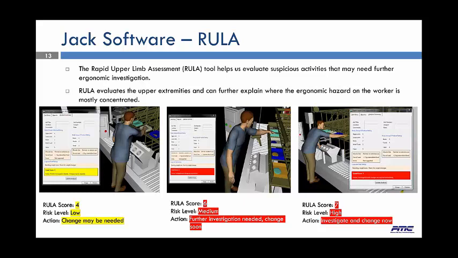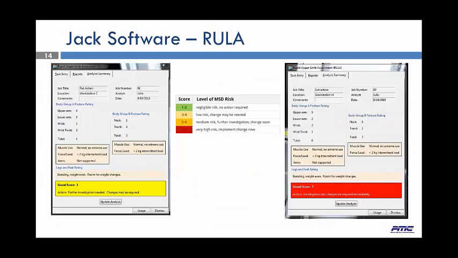The nice part about using the Jack software is you can do all this before you ever put anything on the floor. So you never really have to change a design if you run Jack software on the suggested design. So once again, we're looking at these different scores where a 1 to 2 is a negligible risk, no action required. 3 to 4, low risk, change may be needed. 5 to 6 is medium risk. Further investigation, you probably want to change it soon. And then over 6 is very high risk. Stop what you're doing and change it now.